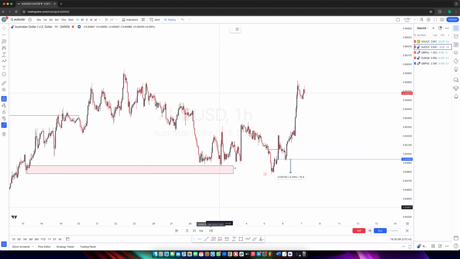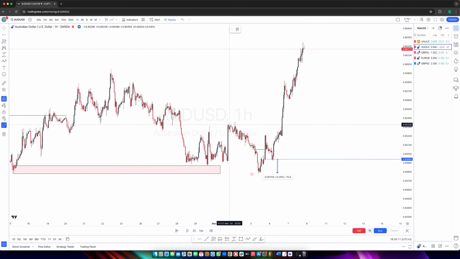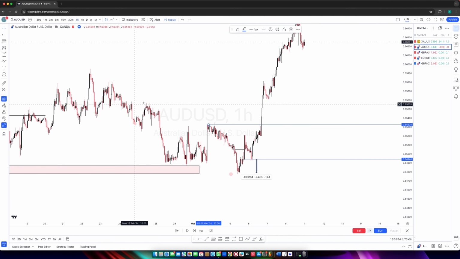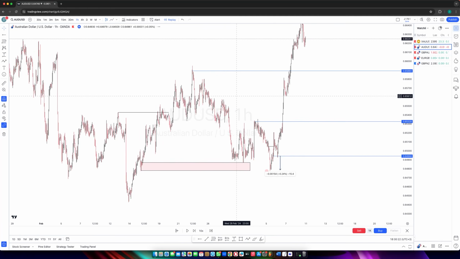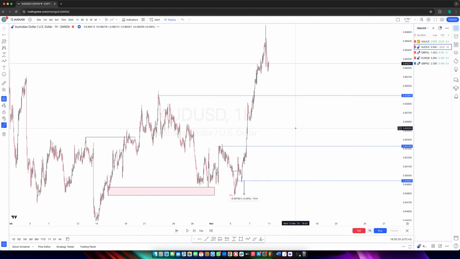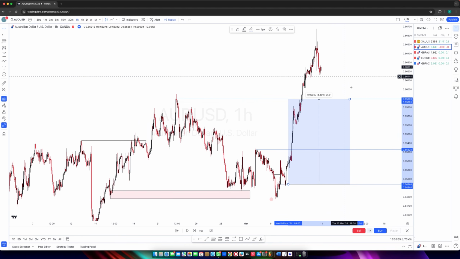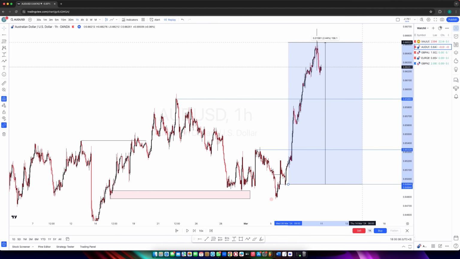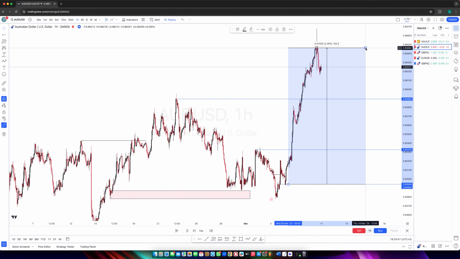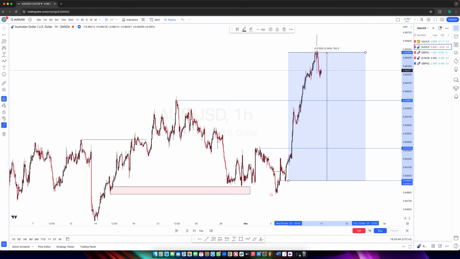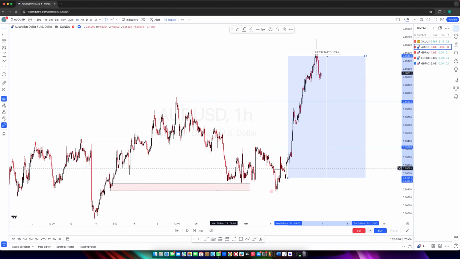The first TP will be this one, because this was the turning point. The second TP will be at this point, and the last TP will be at this point. But what you can see is that this pair lands, and we took this trade, and the last TP was 94 pips, but also the trade went to about 152 pips. So you can see how this trade was good.